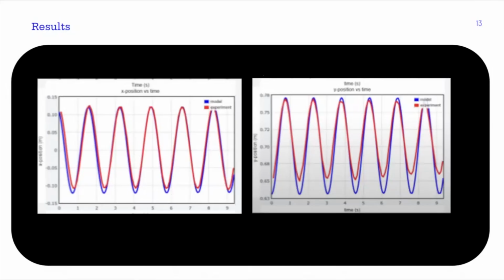This can be due to air resistance, slight camera angle issues, or assumptions in the model like ignoring damping. On the right is the Y position over time, and again, we see a close match in the overall shape, but the experimental position seems slightly more abrupt. This might reflect small inconsistencies in the video tracking or noise in the vertical oscillation. Overall, the trends line up well, which shows that our computational model captures the key physical behaviors of the spring mass system, even though it's not a perfect match.